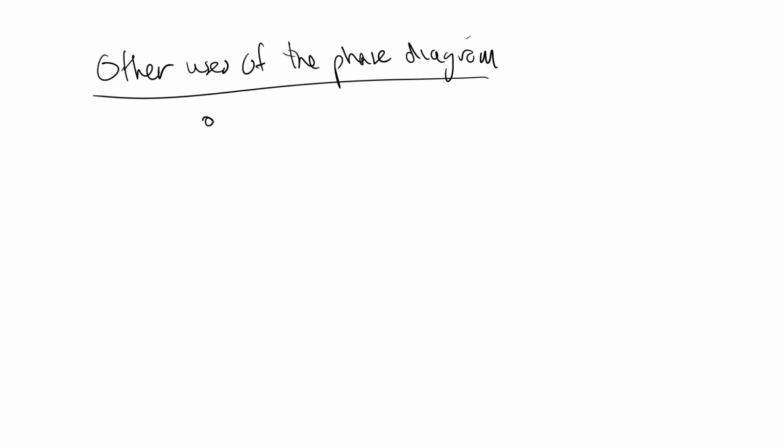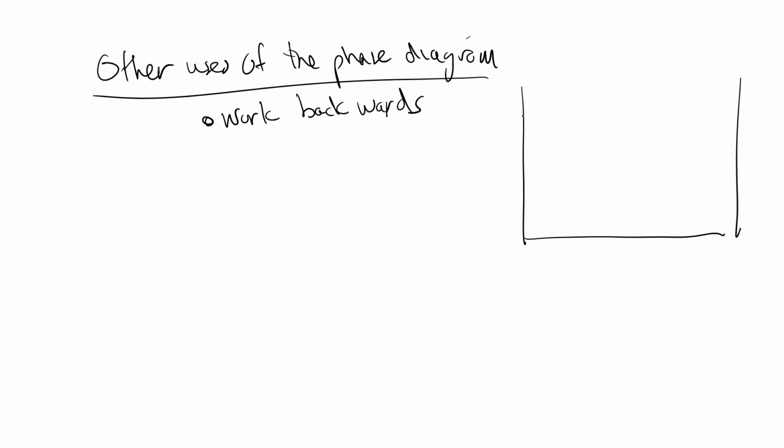Now, let's go forward a little bit and talk about other uses of the phase diagram. We talked about this last time, but one thing we could do is use it to work backwards. That's work the problem that we've been doing in reverse. In the past we have known, so let's go back to that phase diagram we just had. I'll draw it over here.